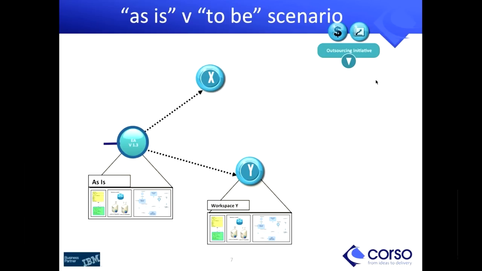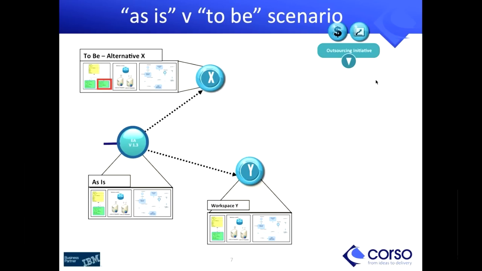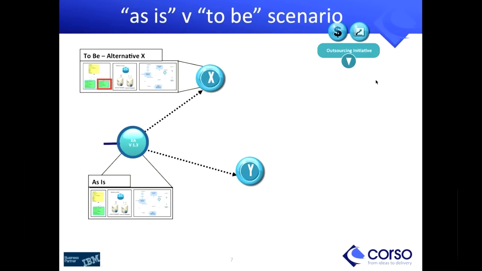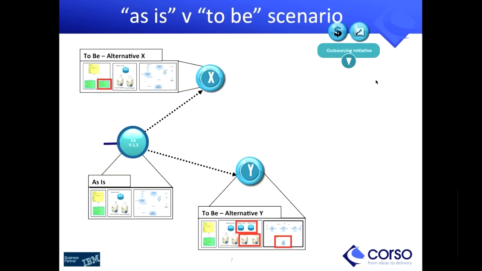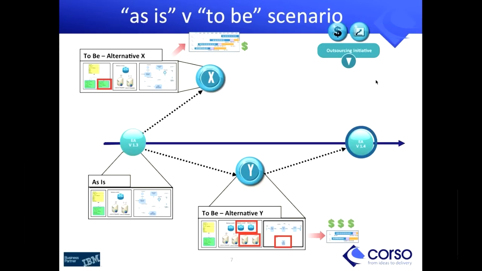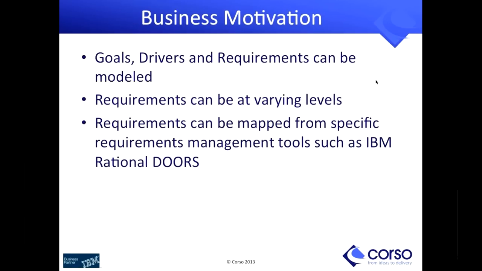And we then change X, and we change one of the data structures inside X. So we've now added a new table structure. We then take Y and we modify Y. We're adding in some extra technology components and modifying some business processes inside here. And then we look at the portfolio and we make some investment decisions. And we see now that based upon looking at the portfolio, we can see that we're going to actually save more money through alternative Y. So therefore, we baseline to version 1.4 of the architecture from Y. So in this scenario here, as-is versus to-be, we were just looking at alternative options for making investment decisions. And that's one use of workspaces.